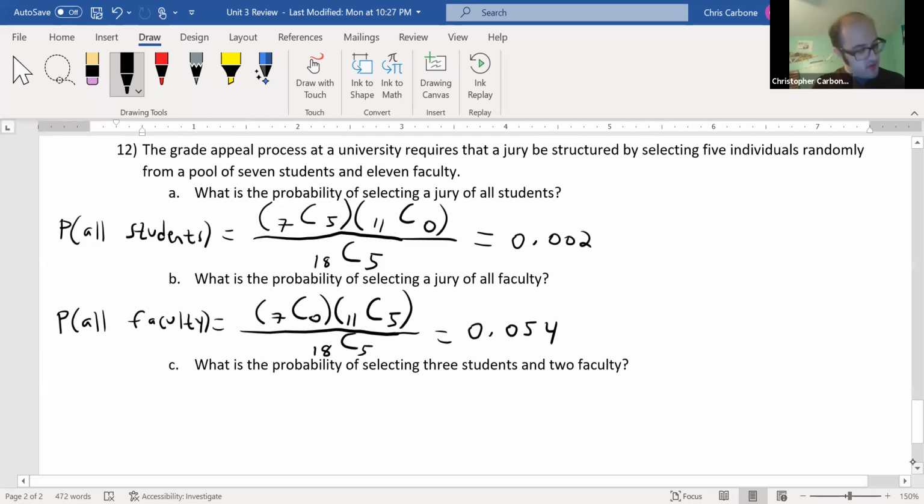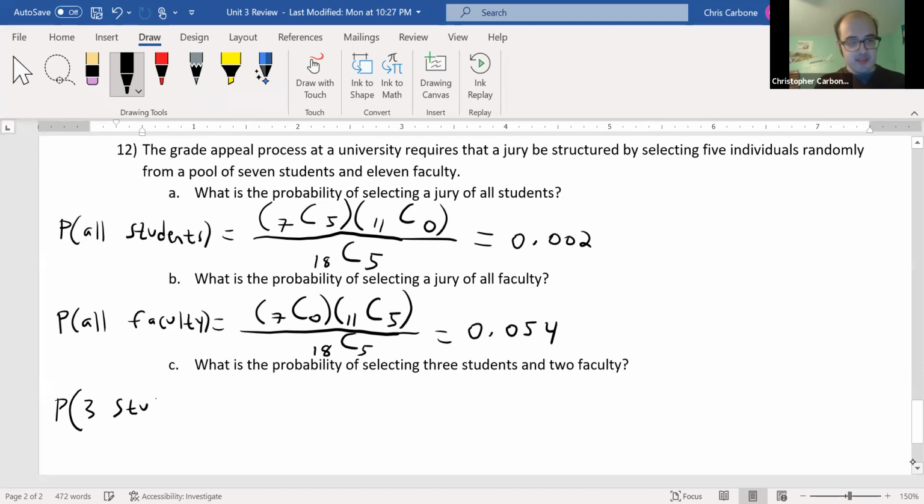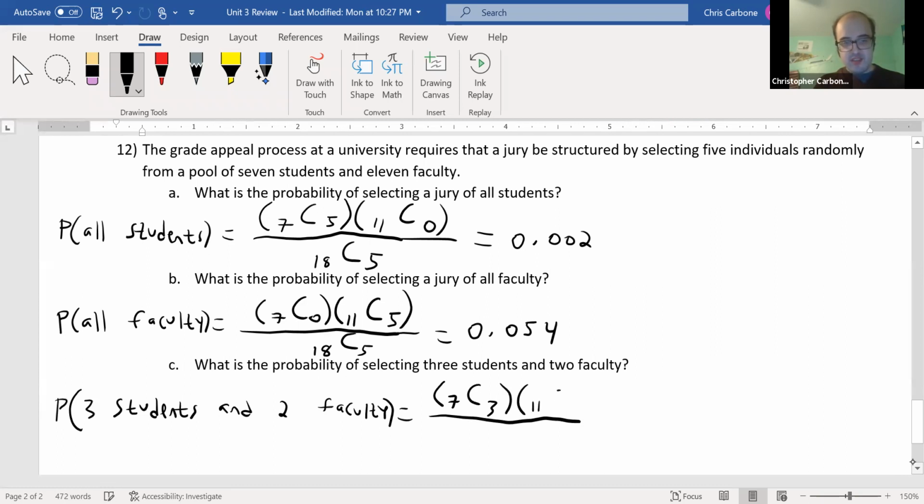And then finally, the last one, this is the probability of 3 students and 2 faculty. So 7 students, we want to choose 3 of them. There are 11 faculty, we want to choose 2 of them. And there are still 18 people, we want to choose 5 of them. Multiplying and dividing, this is the biggest value, 0.225.